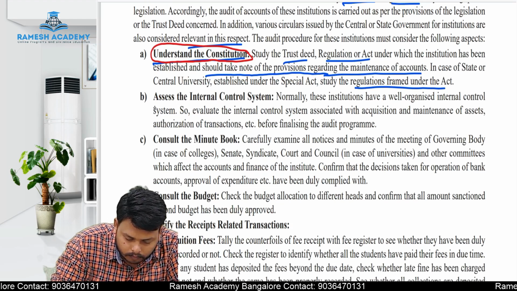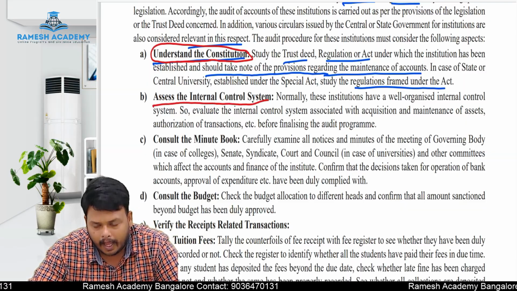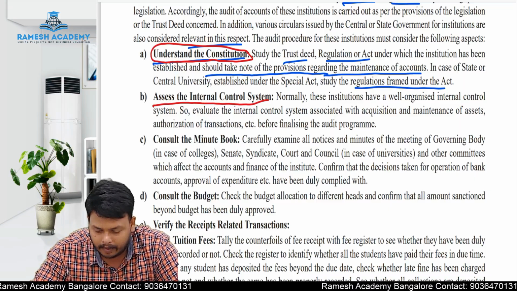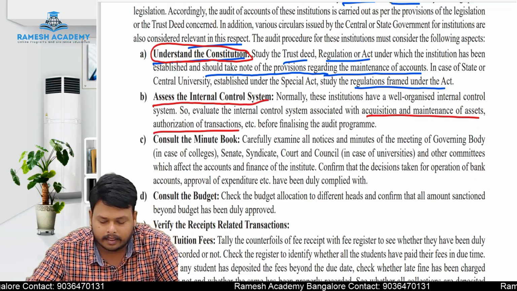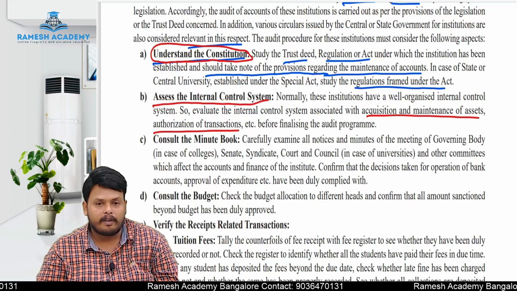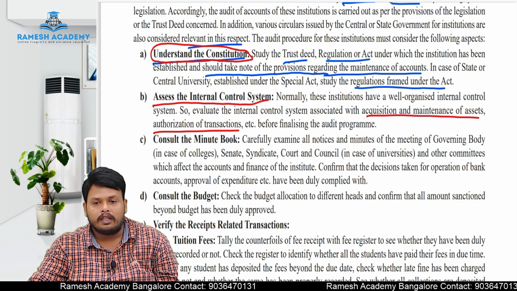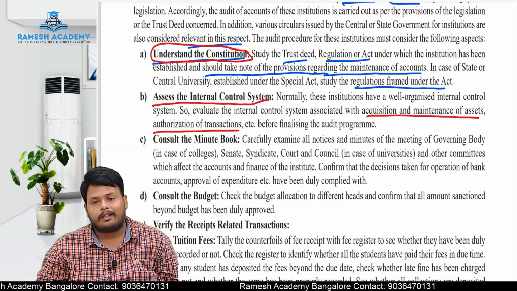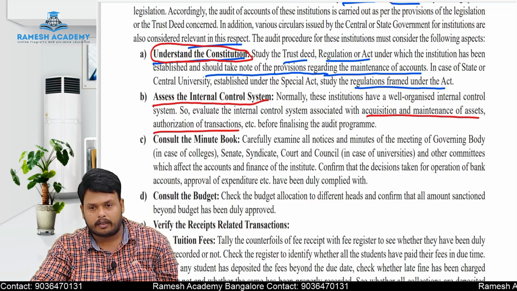Next, assess the internal control system. Normally these institutions will have a well organized internal control system. So the auditor has to evaluate internal control system associated with acquisition and maintenance of assets, authorization of transactions, etc. before finalizing the audit program. The auditor's audit program depends on the internal control system. The auditor will decide whether to apply compliance procedures or substantive procedures on the basis of verification of the internal control system.